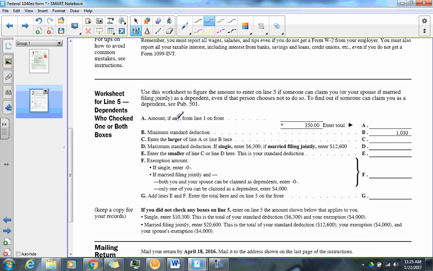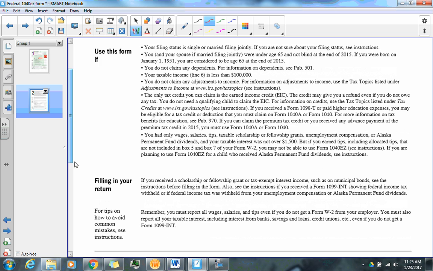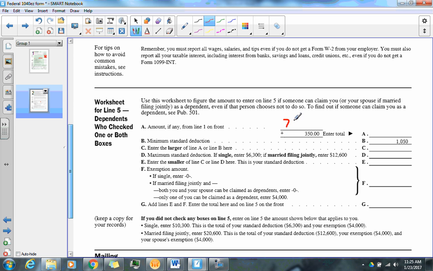All right, so amount, if any, from line 1. You remember that's how much money you made, which was 76,350. So that will be put right here. Now what we're going to do is add 350. That's a number that is predetermined by the federal government, so just don't go crazy on figuring out where that came from. All right.